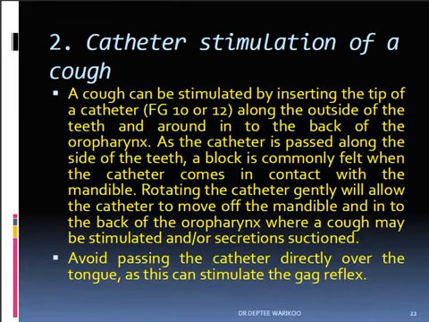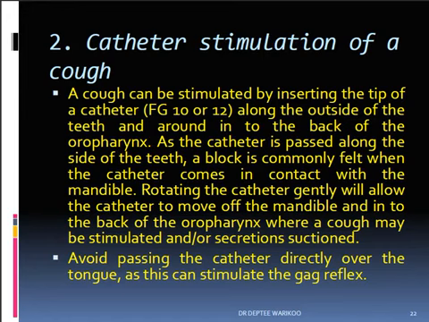Next, catheter stimulation of a cough. A cough can be stimulated by inserting the tip of the catheter along the outside of the teeth and around into the back of the oropharynx. As the catheter is passed along the side of the teeth, a block is commonly felt when the catheter comes in contact with the mandible.